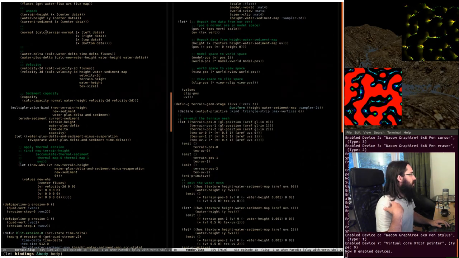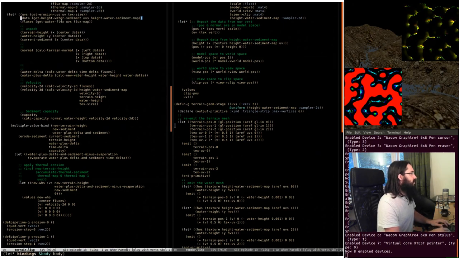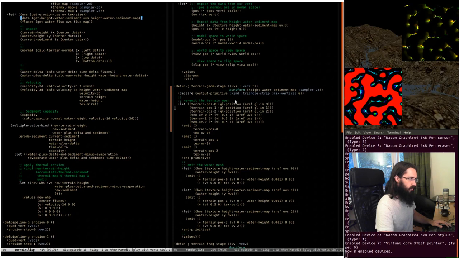Okay, so the water height sediment map is all that's needed. So get water height sediment from UVs, water height sediment map. Yes, we can do that. So if I just do this, it's going to be interesting. This is one of those times that I start regretting I did this silly thing with the geometry shader to show it off.